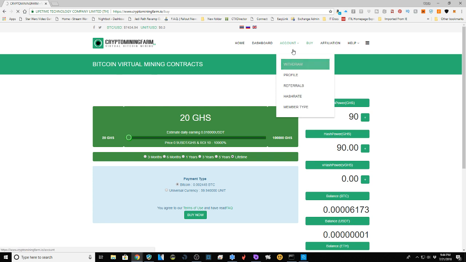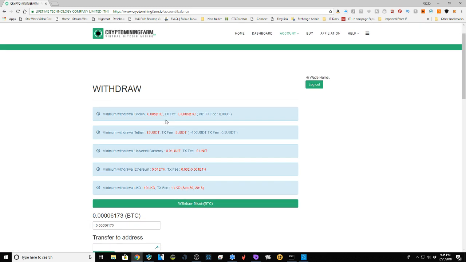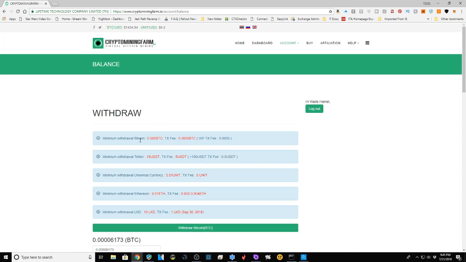So they have a withdraw page, profiles, and there are some fees involved, and the fees actually have something to do with your level. And the level is how much you've purchased. So minimum withdraw Bitcoin, which is what we're interested in, is 0.005 Bitcoin. And at my level, which is basic or standard, you have a 0.00005 Bitcoin fee. So you'd get 0.0045 Bitcoin out of that. If you get up to VIP, which basically means you've invested a considerable sum, your fee drops a good bit. So that is a benefit.